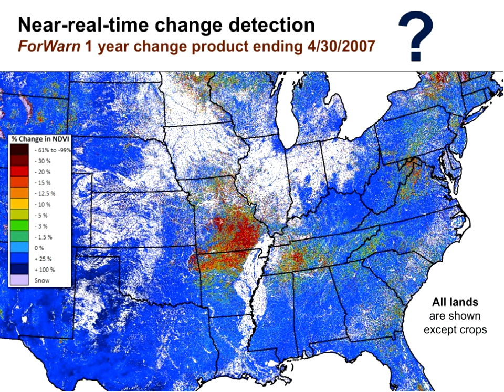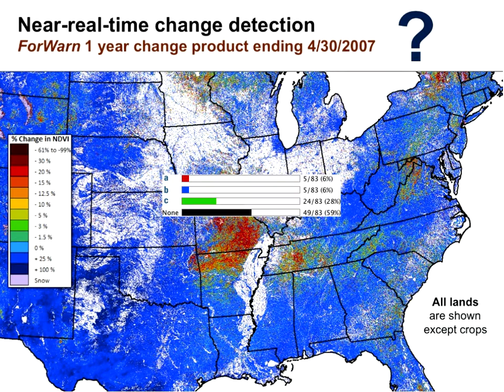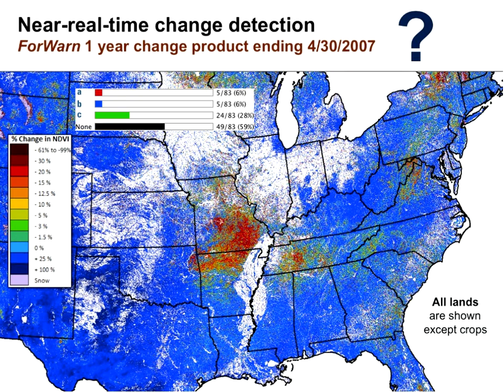Is this heavy snowpack? Is this drought? Or is this hard frost? A, heavy snowpack, B, drought, or C, hard frost? And we have a little bit of an array. Most people seem to be putting their bets on C, quite a few on B.